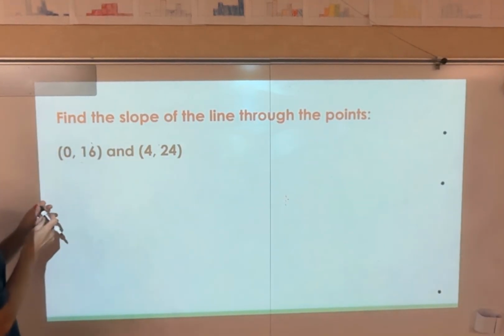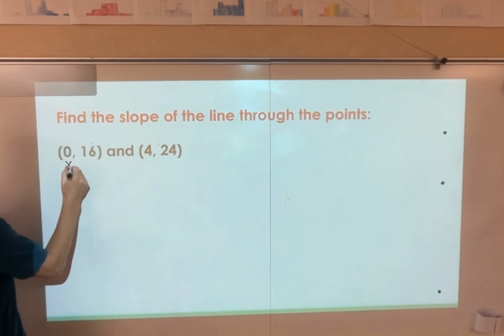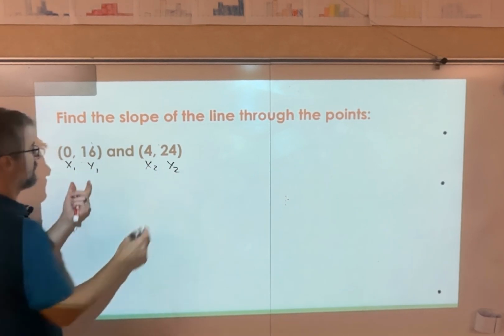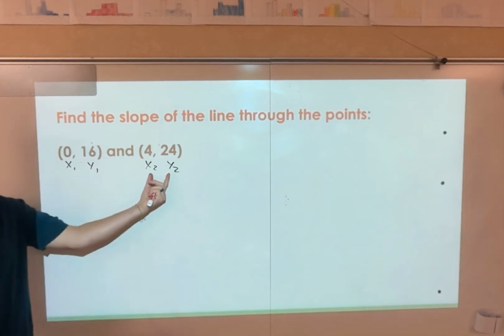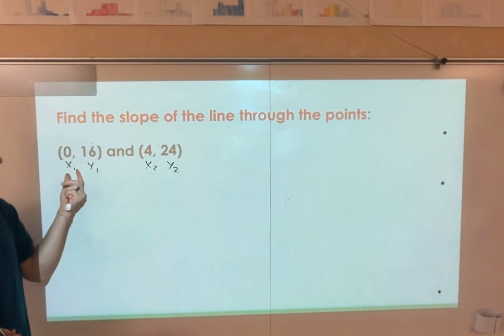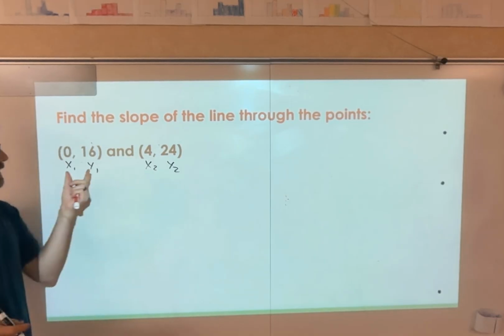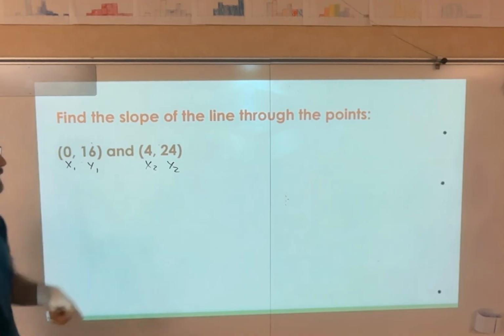All right, so finding the slope through 2 points. I like to start these out by labeling, right? This is my x1, y1. This is my x2, y2. Again, this just means the first point and the second point. Don't do x1, x2, y1, y2. The subscript is the same for both of them: x1, y1, x2, y2.